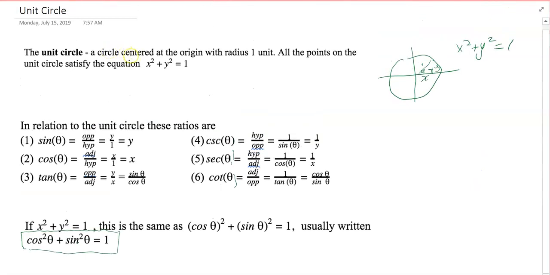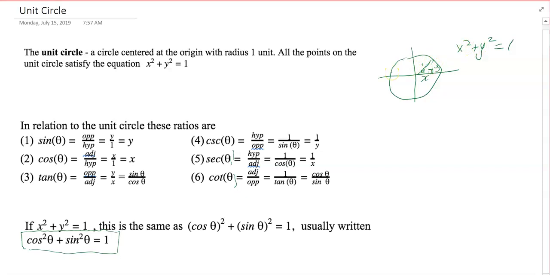In the unit circle, the circle is centered at the origin and the radius is 1. It means all the points on the circle satisfy x squared plus y squared is equal to 1. We look at this right triangle here with the sides x and y. It's the same as the unit right triangle.